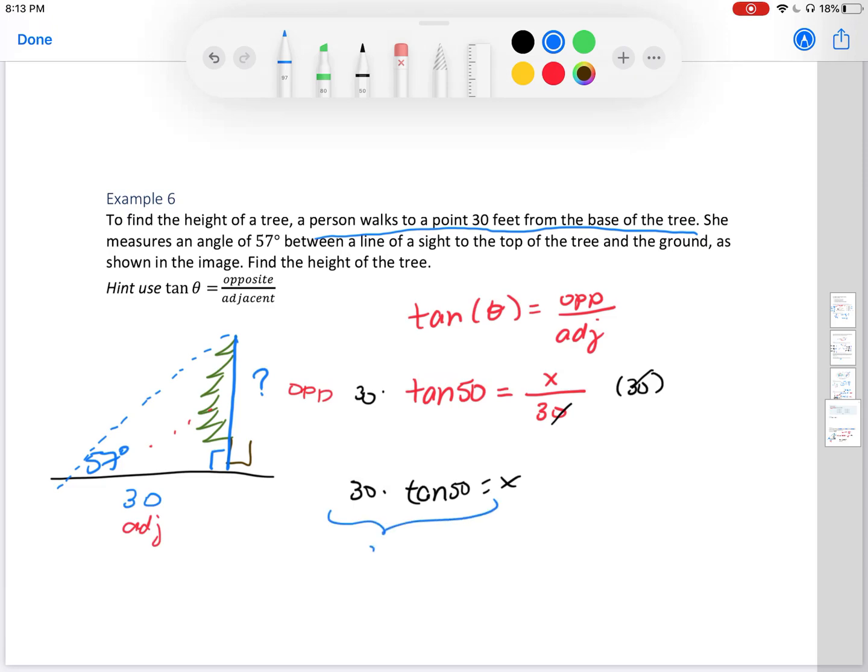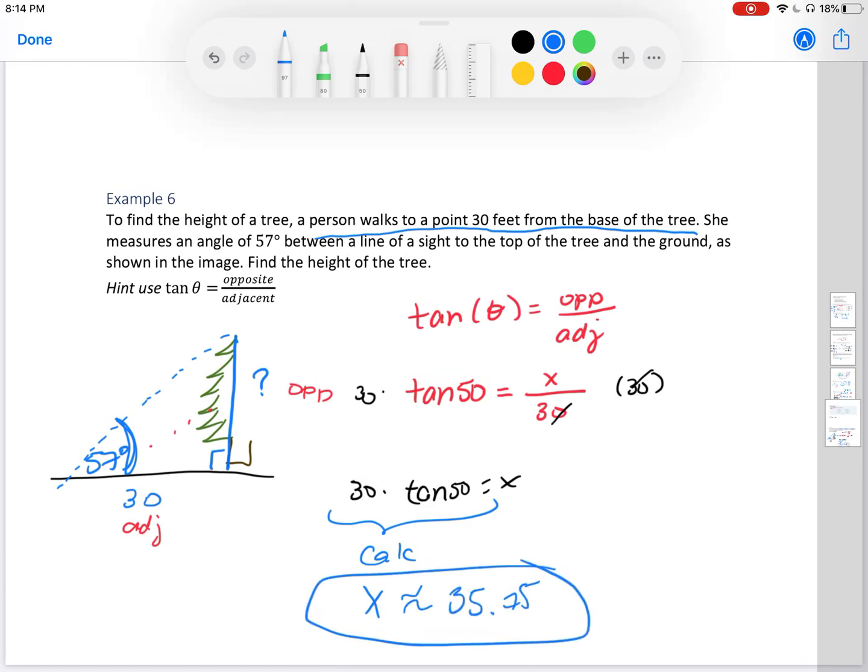Now from there, we use our calculator. So make sure you are in degrees since our measurement is in degrees. And I am not in degrees. Let me make a quick change. So we want tangent of 50 degrees. Press enter, times 30. You get 35.75. X is about 35.75. And that is our answer.